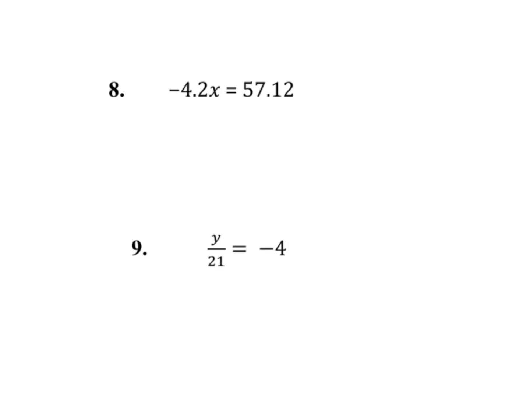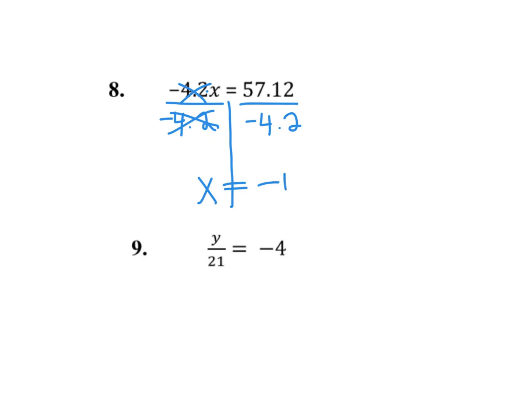In number 8, I want x by itself. The negative 4.2 is stuck to the x with multiplication. Whenever they're stuck together, that's times. And to undo it, we're going to divide. So I'm dividing by the number that I want to cross off. Since I want to cross off the negative 4.2, that's what I divide both sides by. So I'll type into my calculator 57.12 divided by negative 4.2, and I got negative 13.6.